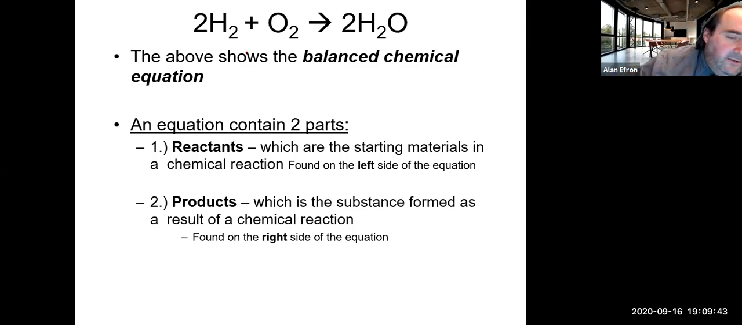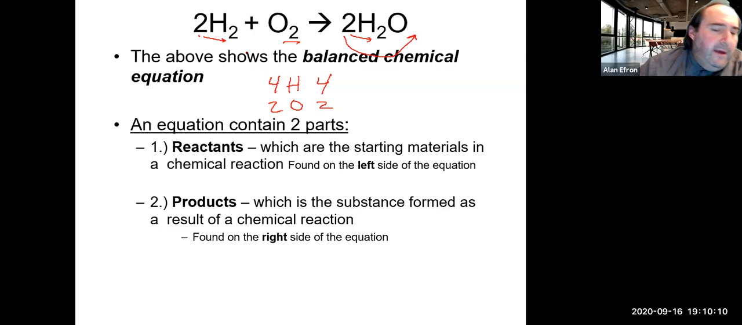So this is a balanced equation because when we add up how many hydrogens and oxygens we have on the left-hand side, on the left-hand side we have 2 times 2, which tells us we have 4 hydrogens. On the right-hand side, we have 2 times 2, which is 4 hydrogens. Left-hand side, we have 2 oxygens. Right-hand side, we have 2 times 1, and that would be 2. So this represents a balanced equation because we have the exact same number of elements on both sides.